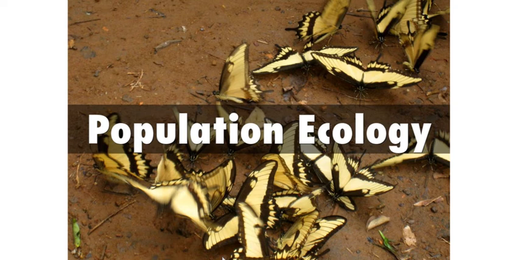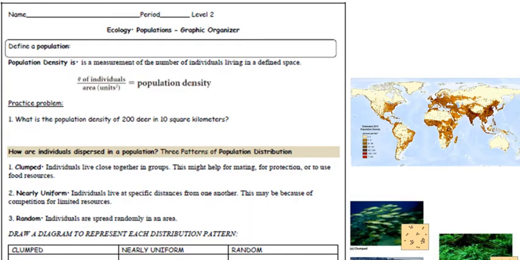Okay, in our next installment of ecology, today we're focusing on populations. Remember, populations are the number of organisms of one specific species in an area. So we're not dealing with a community where it's all of the different species. We're only focusing on one species now. So a couple important vocabulary words that come with population.